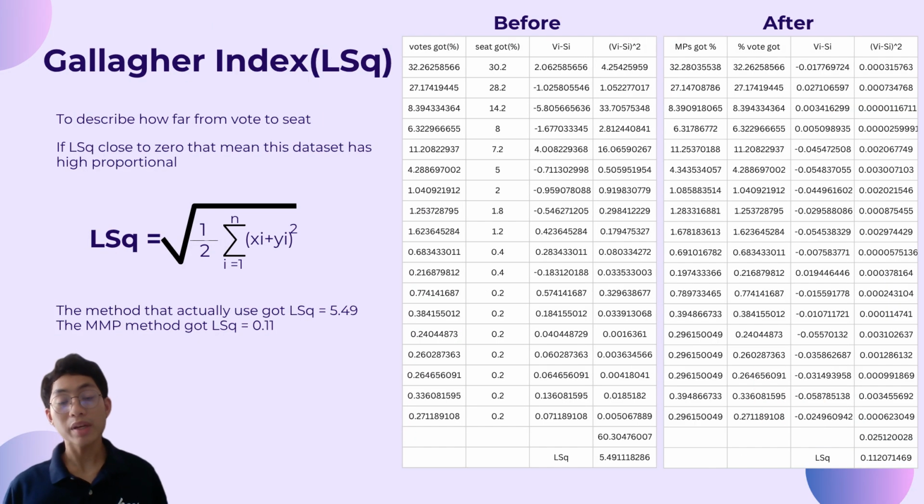And lastly, we can see that these methods can help elections be more fair when we apply them to the Gallagher index. This index describes how far votes are from seats. If the index is close to 0, that means this dataset has high proportionality. And in the table that I calculated, on the left side is before and after. We can say that before, with the old method, they got a Gallagher index of 5.49, but with the MMP method, it has a Gallagher index of 0.11. So we can conclude that the MMP method is better.